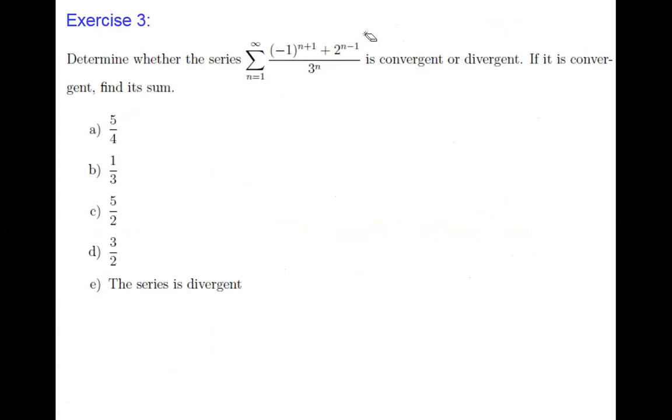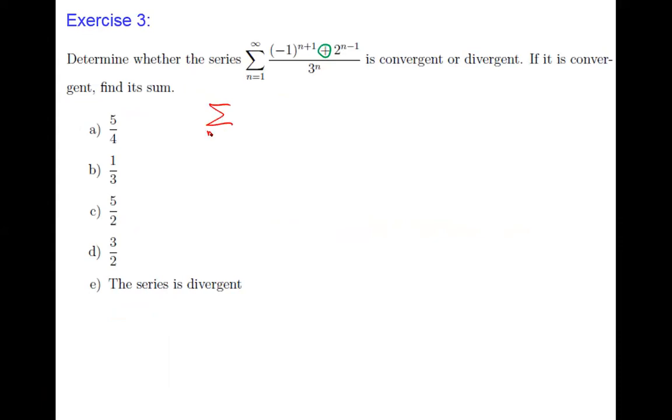Now let's see. First of all, I see the addition, so I might think it's not the geometric one. But looking a little bit closer, I have n in the exponent, n in the exponent, and n in the exponent. That means this must be the geometric one. And then I'm thinking it's the addition of 2 geometric series.